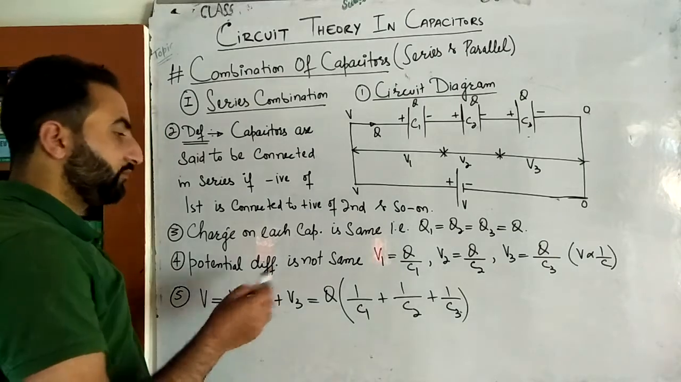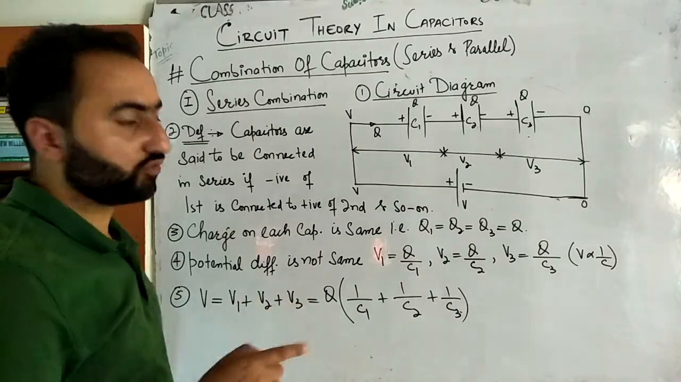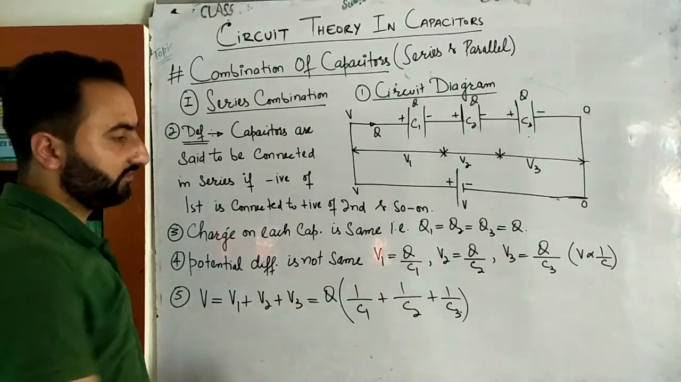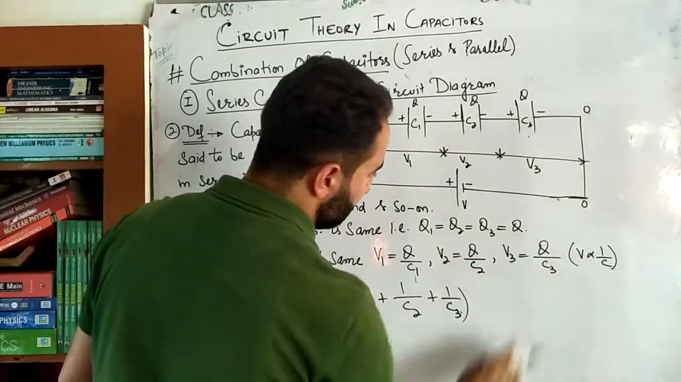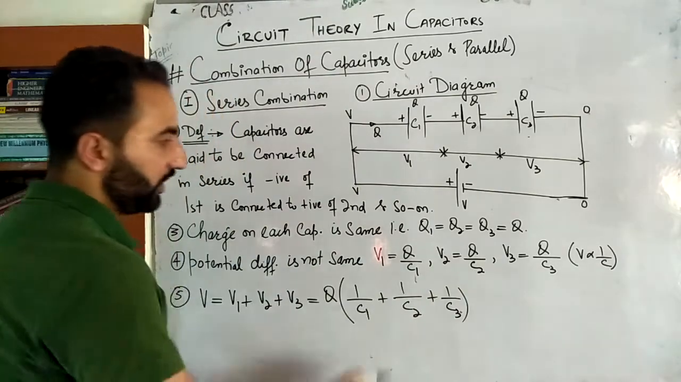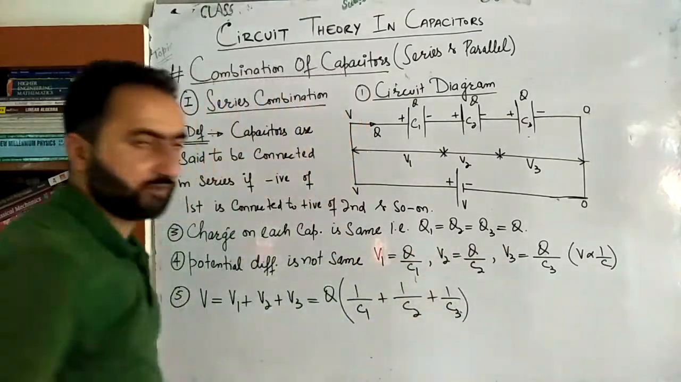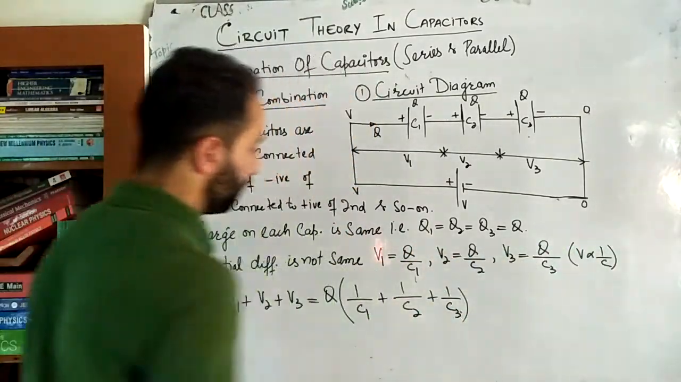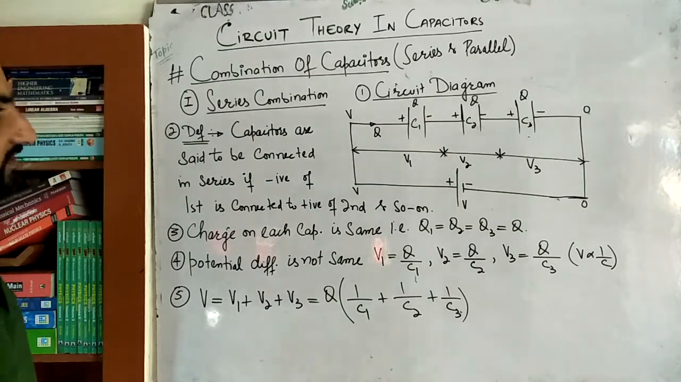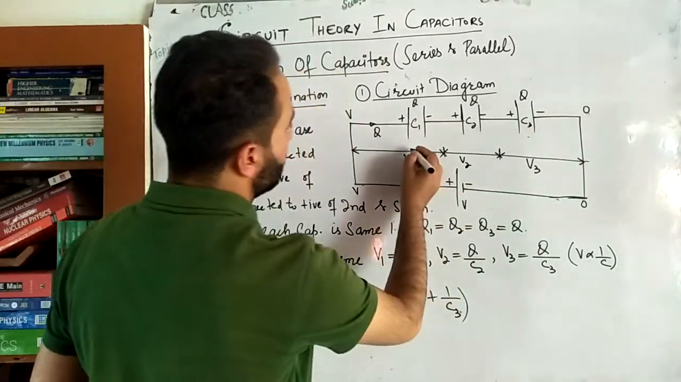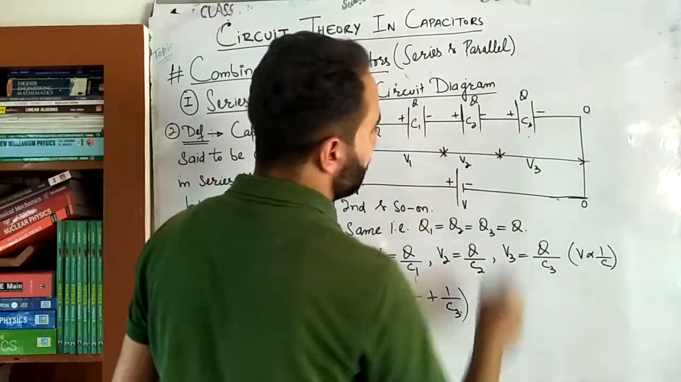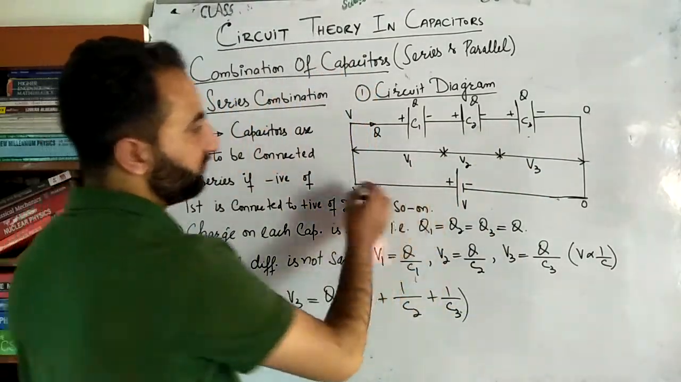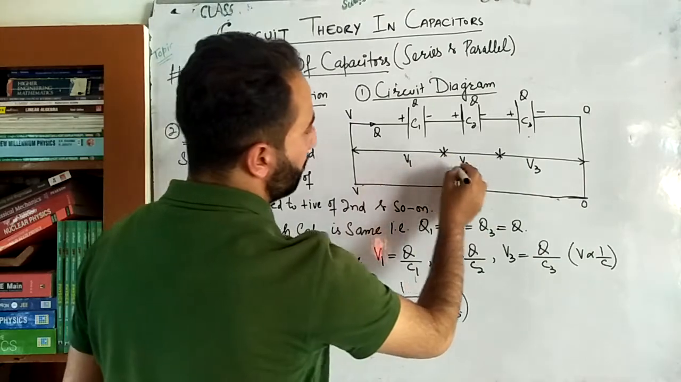And then the potential difference in that case was not the same, so the potential difference here is also not the same. V1 is equal to Q by C1, V2 is equal to Q divided by C2, V3 is equal to Q divided by C3. Since C1, C2, C3 are not the same, obviously V1, V2, V3 are not the same. But the potential difference is inversely proportional to capacitance. V1 is the potential difference across C1, V2 is the potential difference across C2, V3 is the potential difference across C3. So the net potential difference will be the summation of V1, V2, V3.